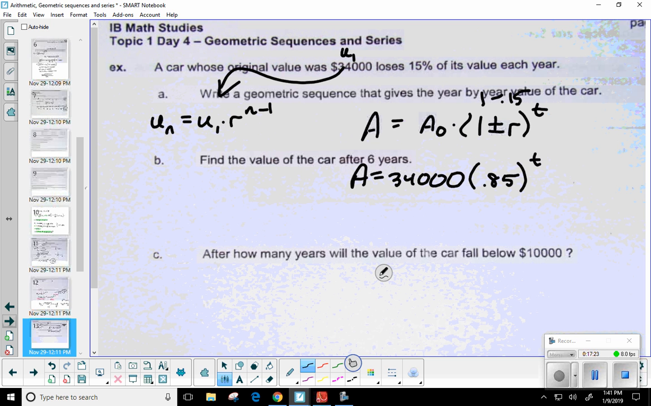So there's one of two ways to look at it. You could say you're losing 15% every year, or you could say you're retaining what? 85% of the value. So it's just a different perspective on looking at that.